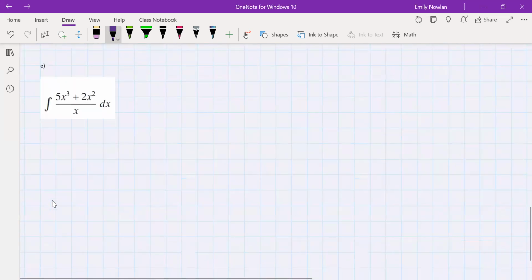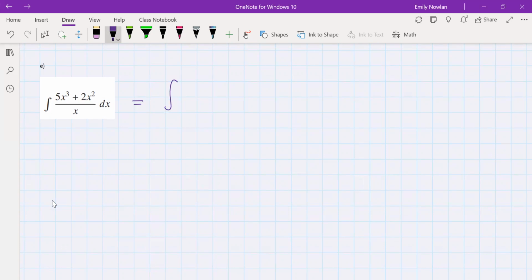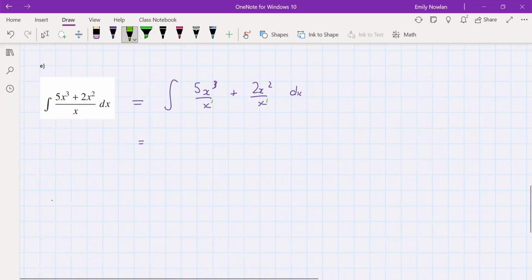Okay, last one. Pause it and try it yourself if you know what to do. Okay, just like differentiating, we need to rewrite this one and we need to divide that x into both those terms. So 5x cubed over x plus 2x squared over x dx. Now let's simplify. Remember that's power of 1. And what do you do when you're dividing bases that are the same? What do you do with the powers? You minus them. So this question becomes 5x squared plus 2x with respect to x.